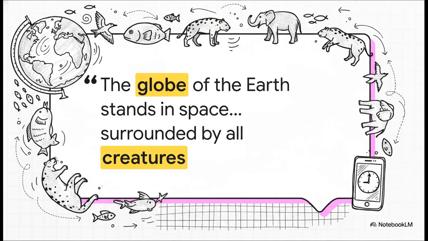I want to leave you today with some profound ancient wisdom from the Indian mathematician and astronomer Aryabhata, written way back around the year 500 CE. He wrote, "The globe of the earth stands in space. It is surrounded by all creatures, terrestrial as well as aquatic." Humanity has been on this incredibly long, beautiful quest to map our spherical home and truly understand the complex web of life living on it.